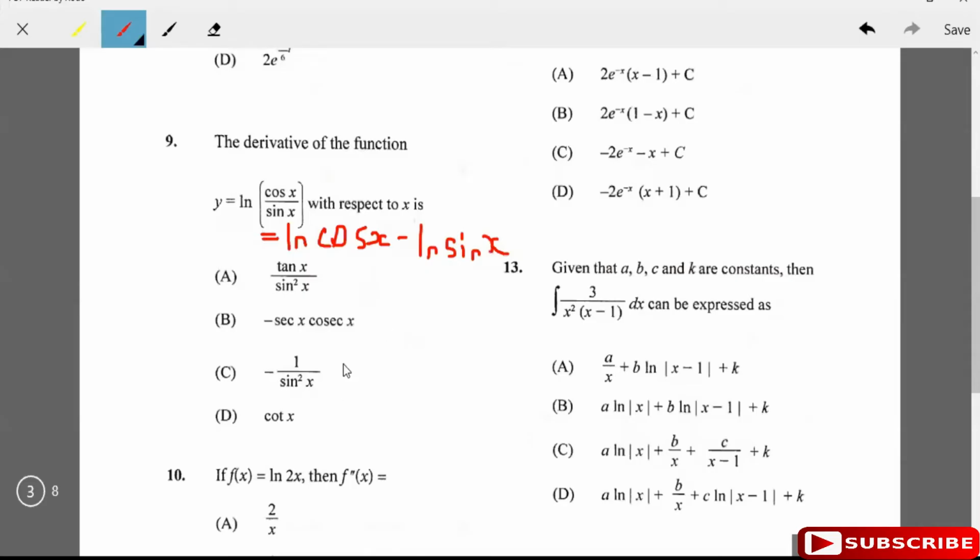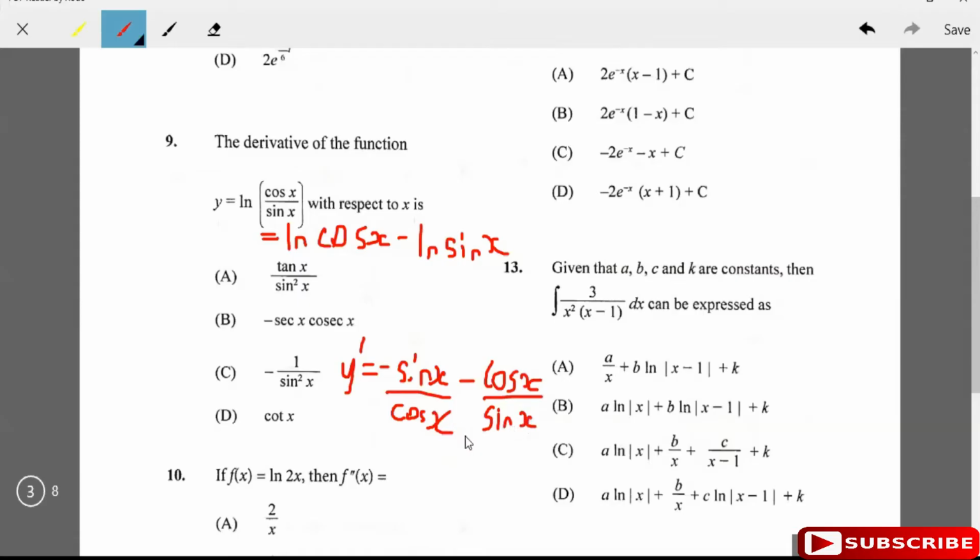So the derivative y prime is equal to 1 over cos x times the derivative of cos x, which is minus sine x. So it's minus sine x over cos x, minus the derivative of sine, which is cos. So then we get cos x over sine x. All right, easy question so far.